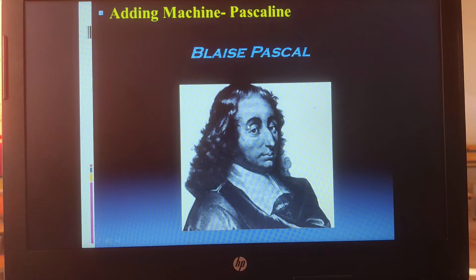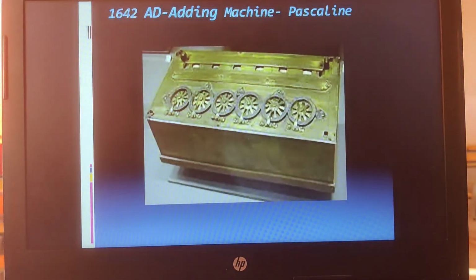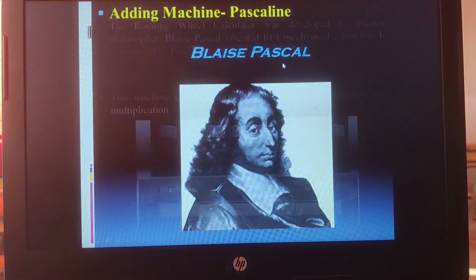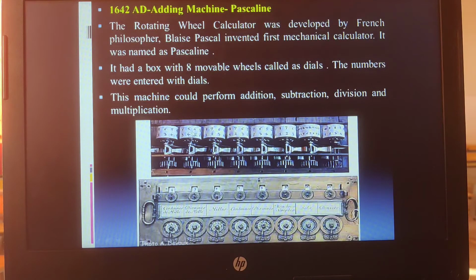So this person was very much fascinated by his father's computational work, and he devised this model at the age of 19 itself. Hence it was named the Pascaline, that is the adding machine Pascaline. This machine has 8 movable wheels. You can see 1, 2, 3, 4, 5, 6, 7, 8. It had 8 movable wheels known as dials. Through these dials, they were able to enter the numbers.